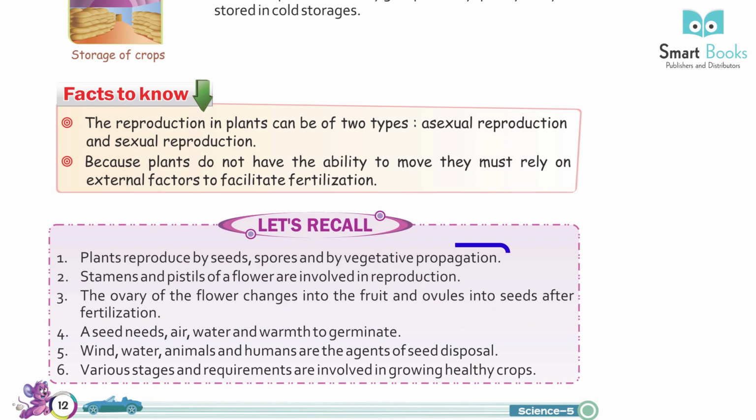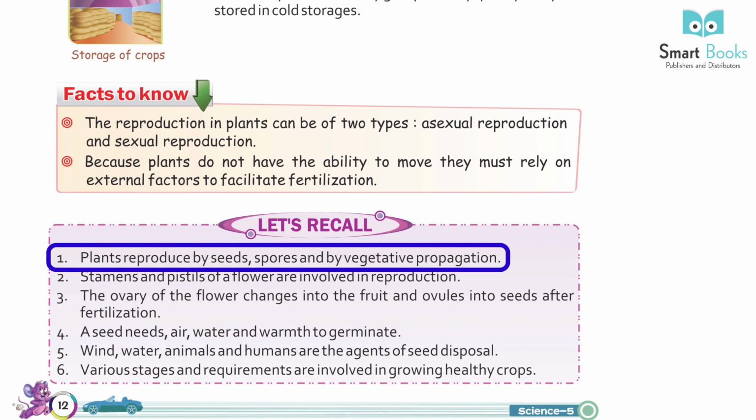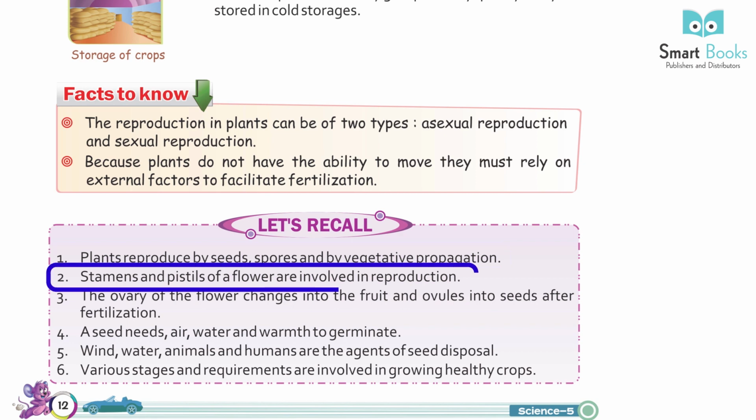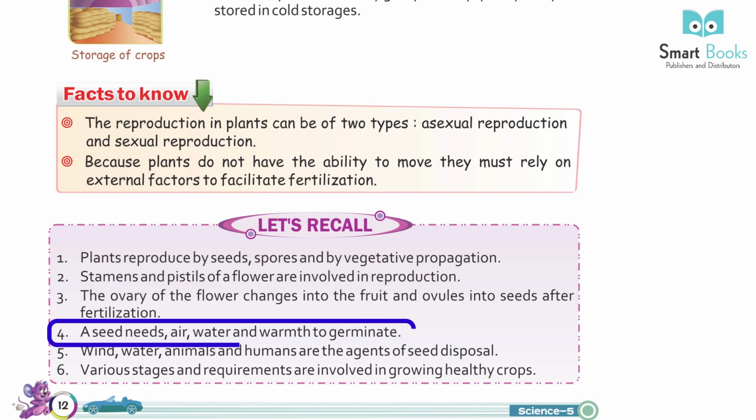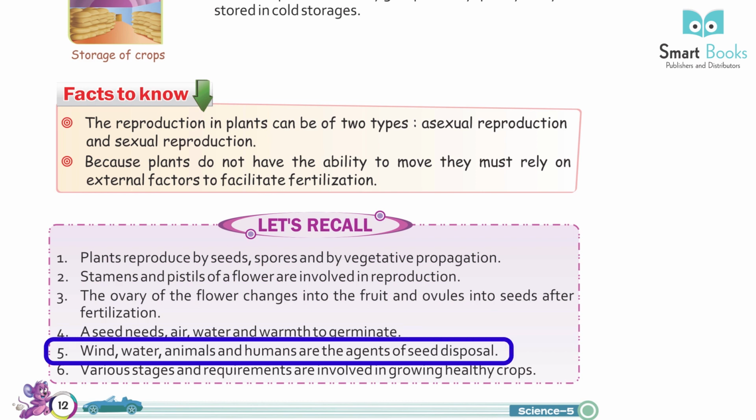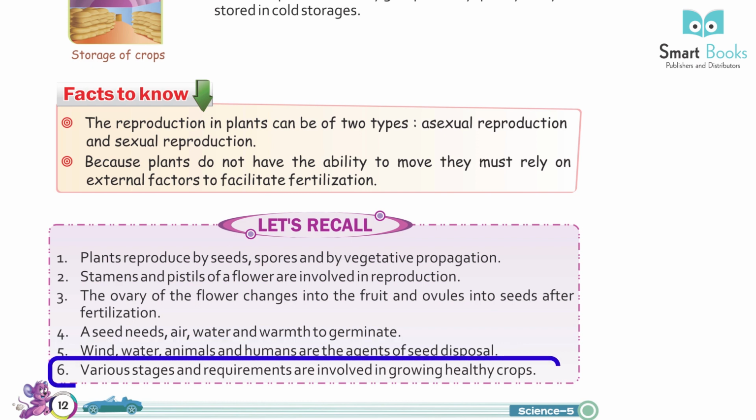Let's recall. 1. Plants reproduce by seeds, spores and by vegetative propagation. 2. Stamens and pistils of a flower are involved in reproduction. 3. The ovary of the flower changes into the fruit and ovules into seeds after fertilization. 4. A seed needs air, water and warmth to germinate. 5. Wind, water, animals and humans are the agents of seed dispersal. 6. Various stages are involved in growing healthy crops.